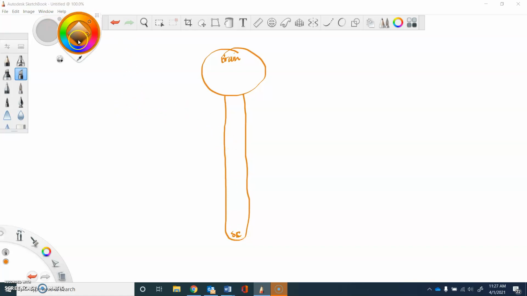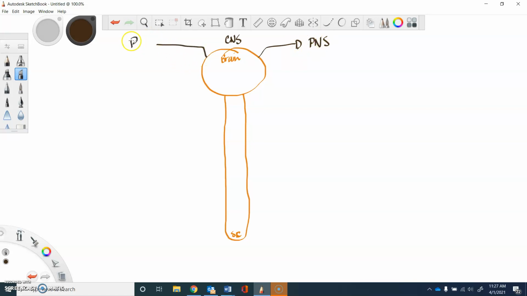The brain and the spinal cord is the central nervous system. Okay? That means everything else, everything outside of it is the peripheral nervous system. So anything out here is PNS. Anything here is PNS.